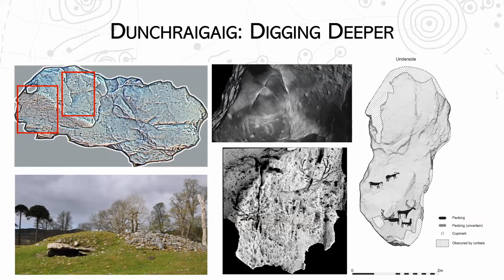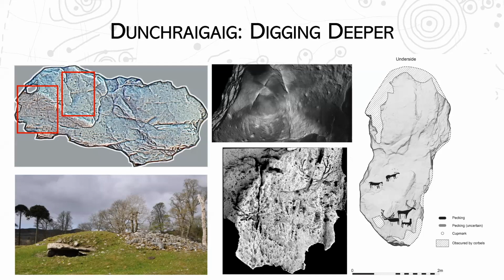But we were able to conduct some research using a 3D model that was created by Historic Environment Scotland's Digital Documentation and Innovation team, who created this 3D model using structured light scanning. So we were then able to create multiple renders of the 3D model and look at details such as the erosion of the motifs, the characteristics of the representations, the carving technique.